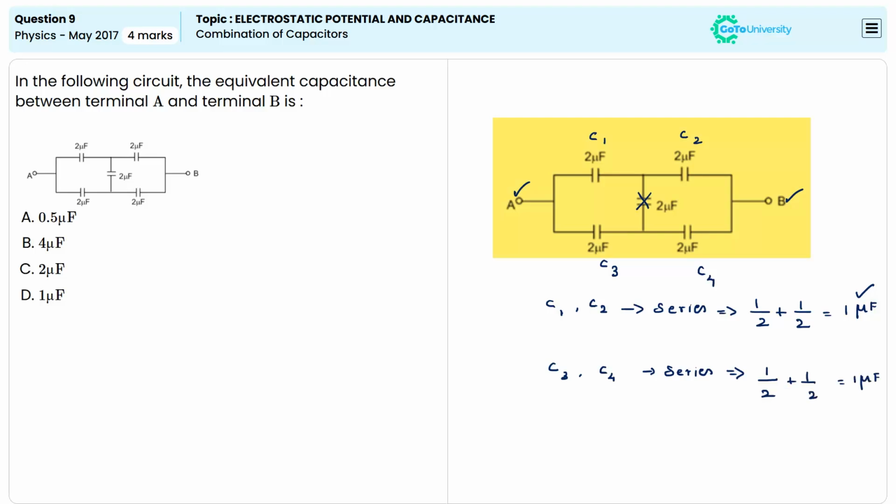to 1 microfarad. Now here C1 plus C2 and C3 and C4 are connected parallel to each other. So here we can calculate the total capacitance of the circuit is 1 plus 1, which will be equal to 2 microfarad. So the correct answer for the question is option C.